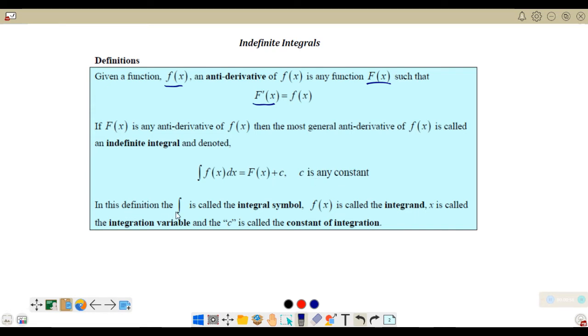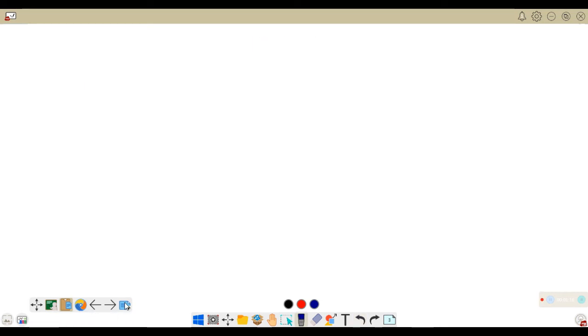In this definition, the elongated s, this symbol, is called the integral symbol. f of x is called the integrand, x is called the integration variable, and the c is called the constant of integration. So before we continue with finding the indefinite integrals of certain functions, let's review first how to get the derivative.